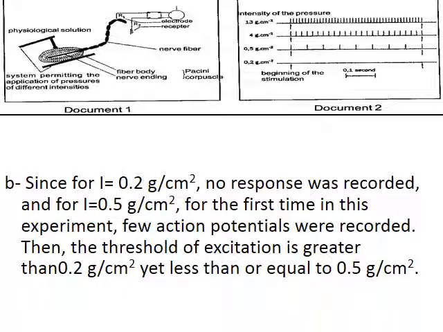Part B, identify the threshold of excitation. Since for I equals 0.2 gram per centimeter square, no response was recorded, and for I equals 0.5 gram per centimeter square, for the first time few action potentials were recorded, then the threshold exists between these two, between 0.2 and 0.5. It's greater than 0.2, but less than or equal to 0.5 gram per centimeter square. So the nervous message here is coded by frequency, not by amplitude, and you have to know the amplitude is the same but the frequency is different.